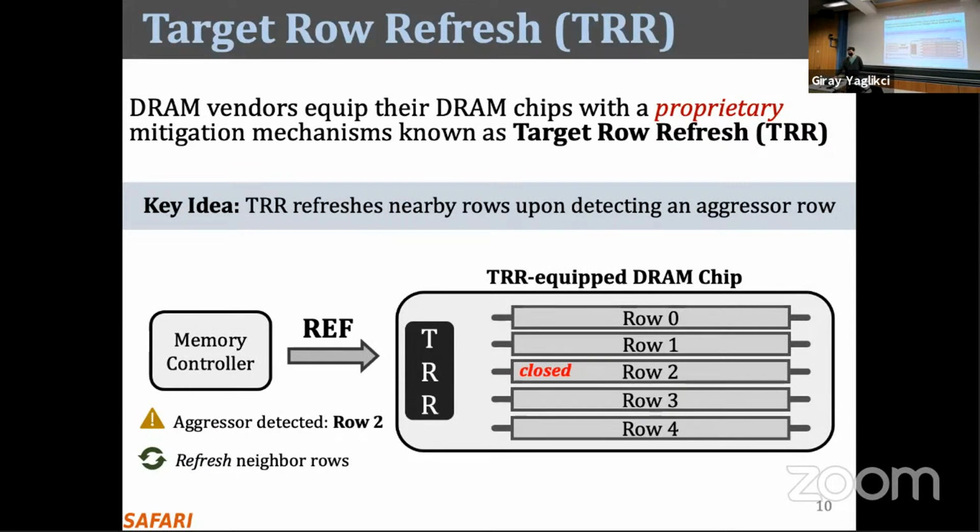TRR refreshes victim rows by piggybacking TRR-induced refreshes to the refresh commands that the memory controller periodically issues. So basically what this means is that to make this TRR mechanism work, the memory controller operates exactly as it was operating before without this TRR mechanism. But inside, when performing a refresh operation, the DRAM now is doing more work. In addition to refreshing rows periodically in fixed order, it is also performing refreshes to these neighbor rows of the potential aggressor rows.